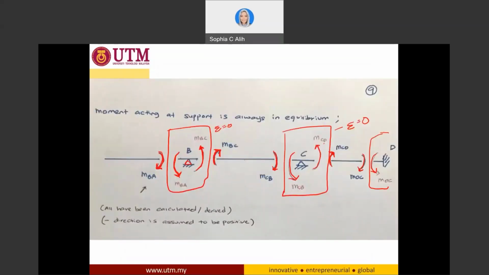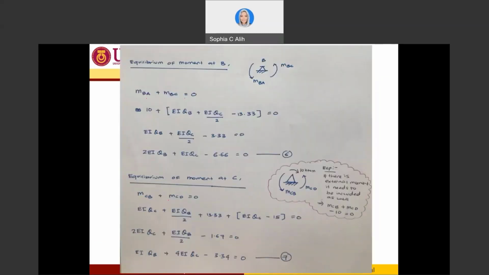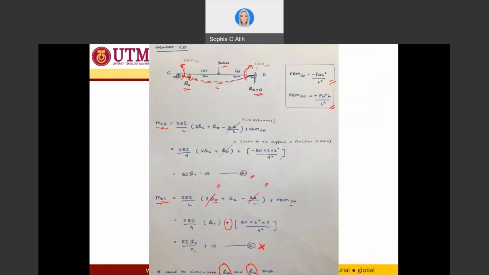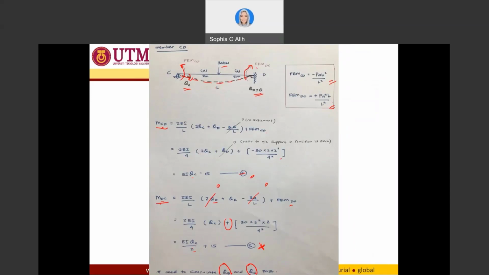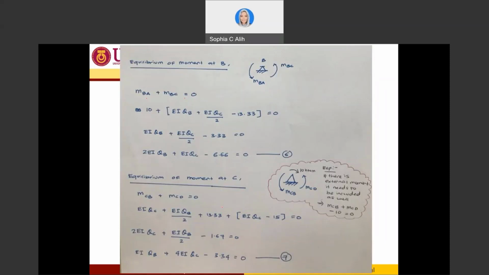Now the second equilibrium is for equilibrium of moment at support C. For support C, I will have MCB plus MCD equal to 0. So I just use this equation that I have already derived, MCB, equation number 3, plus MCD, this is equation number 5, should be equal to 0. And if I solve this equation, I will have another new equation, which is equation 7.